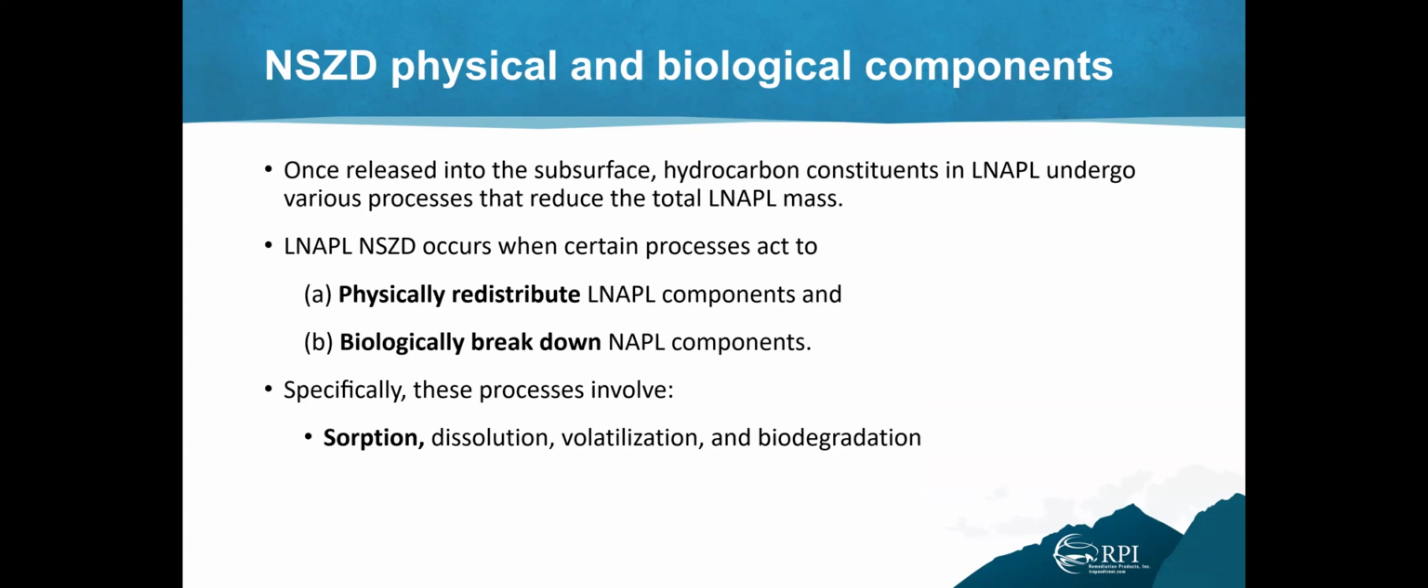So you'll stabilize. If you have an opportunity to look at a release shortly after it occurs and you have enough monitoring wells in place, you'll see a very, very steep decline, which is physical redistribution of that LNAPL. Only later do you pick up a much shallower curve that goes on for a longer period of time, which is dominated by the biological breakdown of those components. So what is involved in natural source zone depletion? Sorption, dissolution, volatilization, and ultimately biodegradation.